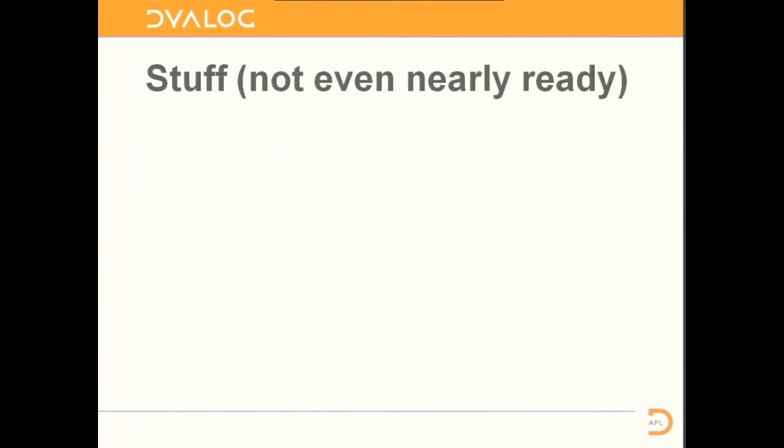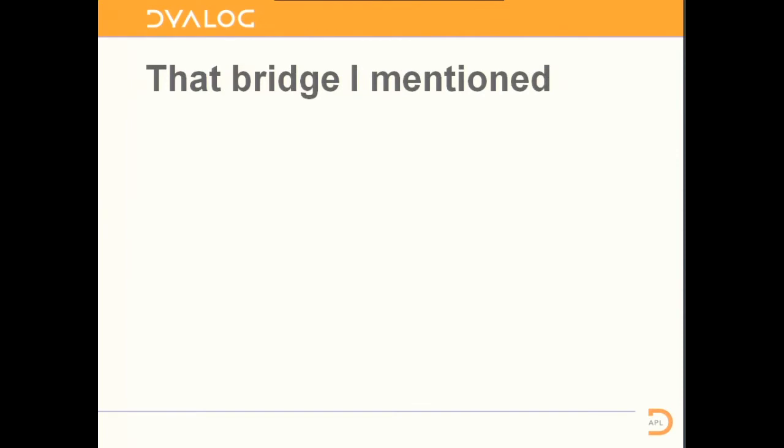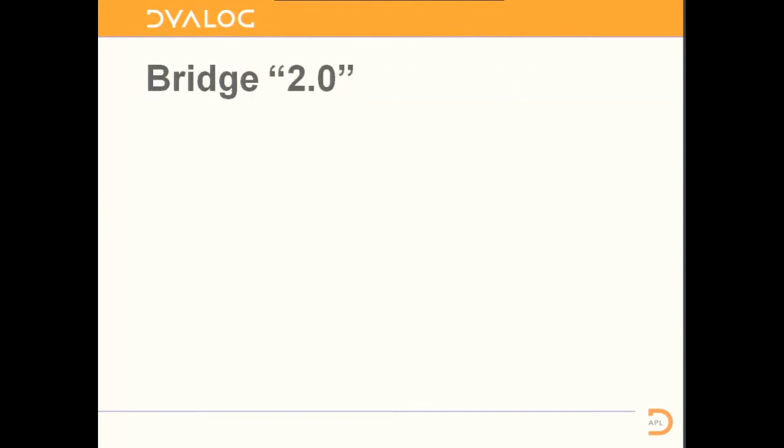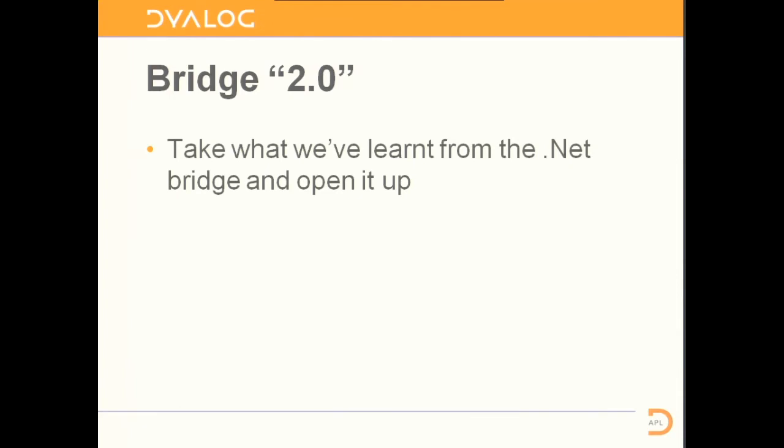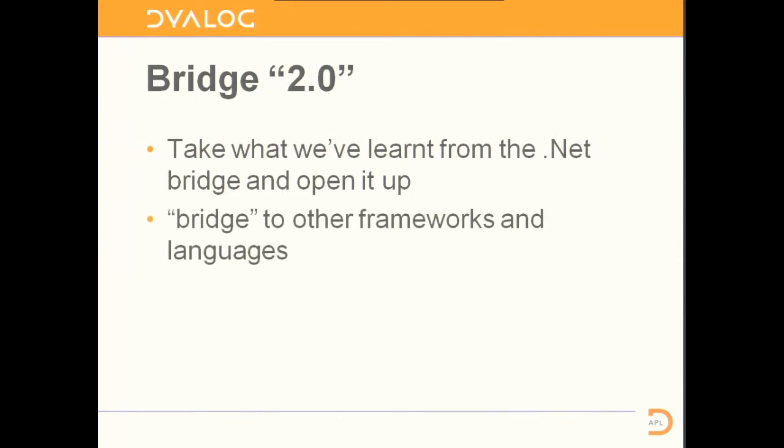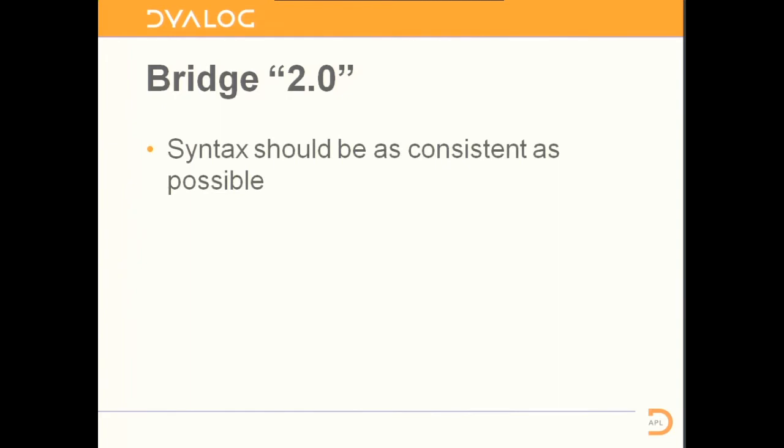Okay, and the stuff that's not even nearly ready is this bridge 2.0 thing. We'll bravely have a look at a demonstration of how a bridge 2.0 might actually look and work. The idea with bridge 2.0 is to take what we've learned from our .NET bridge and open it up, connect to other frameworks, other languages. And the idea is that the way you talk to something like Mono or Ruby or Java from an APL point of view is syntactically as close as we can make it to how you talk to the .NET interface at the moment.